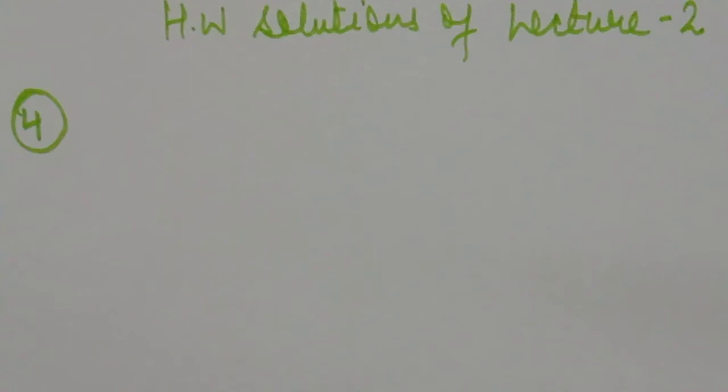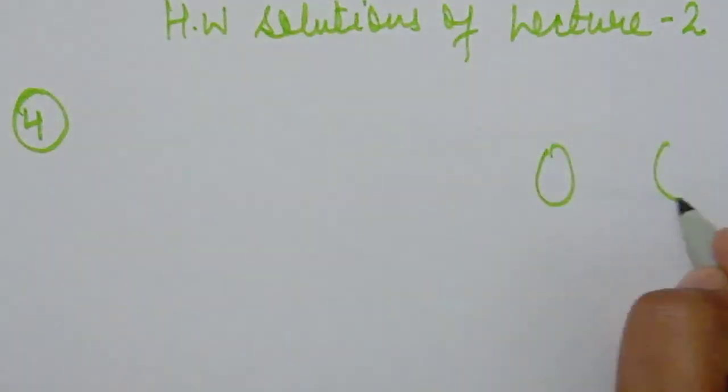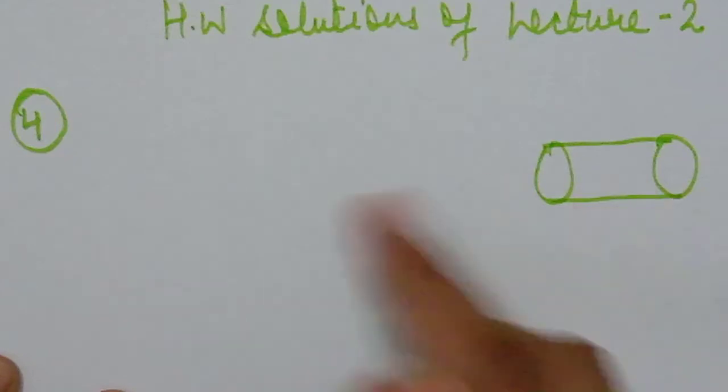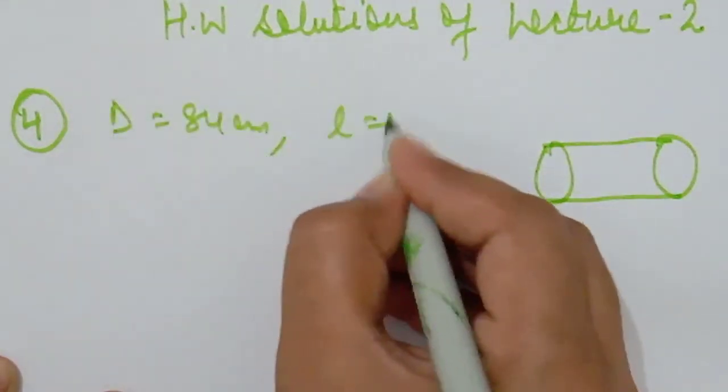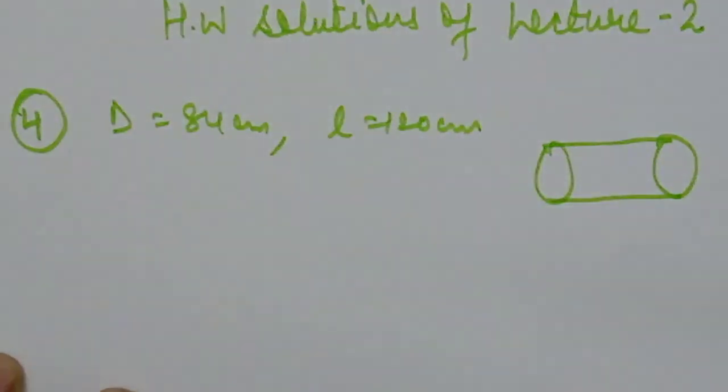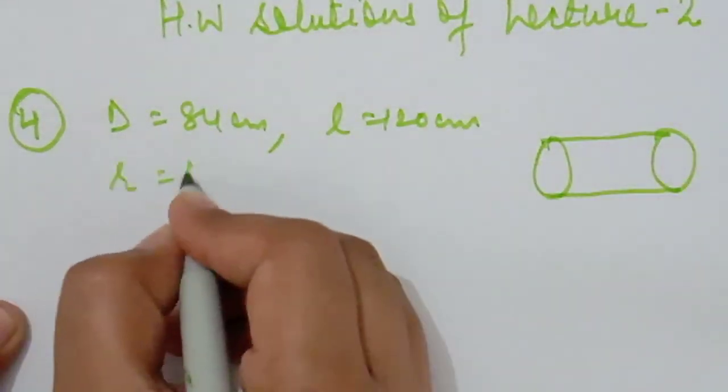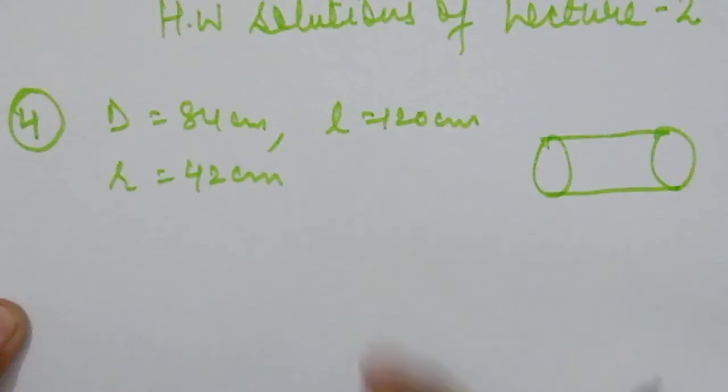In question number 4 he said the diameter of the roller. It means we are talking about a roller which rolls and equalizes the road, which is also in the form of a cylinder like this. The diameter of the roller D is 84 centimeter and the length is 120 centimeter. So it means radius is 42 centimeter.